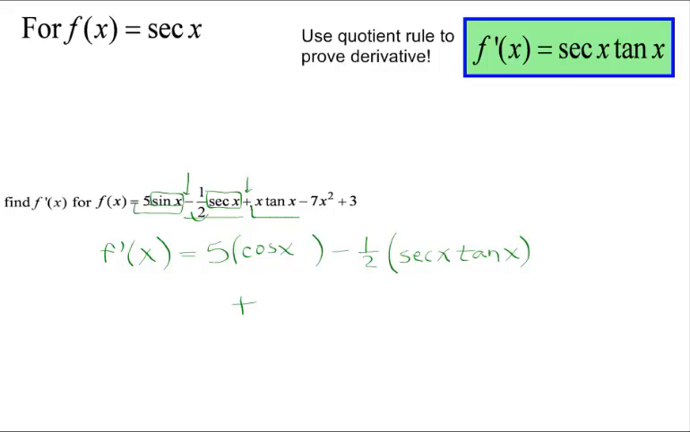And I hopefully recognize that as a product. That is x times the tangent of x. So I'm going to have to apply the product rule here. 1d2 plus 2d1 just to get the derivative of that one term. So 1d2 plus 2d1. There's the derivative of just that one term.